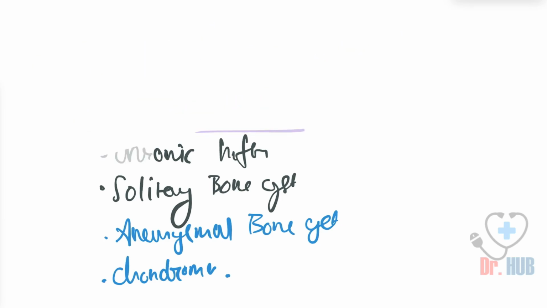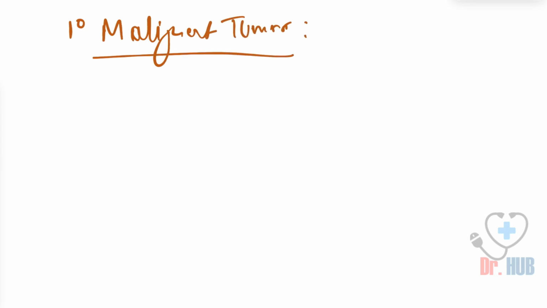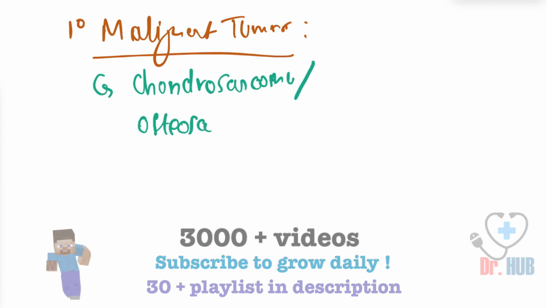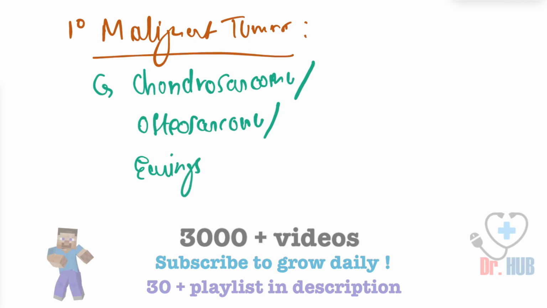Next, we look at the primary malignant tumors. So what does the primary malignant tumor include? It includes chondrosarcoma, osteosarcoma, as well as Ewing's tumor.